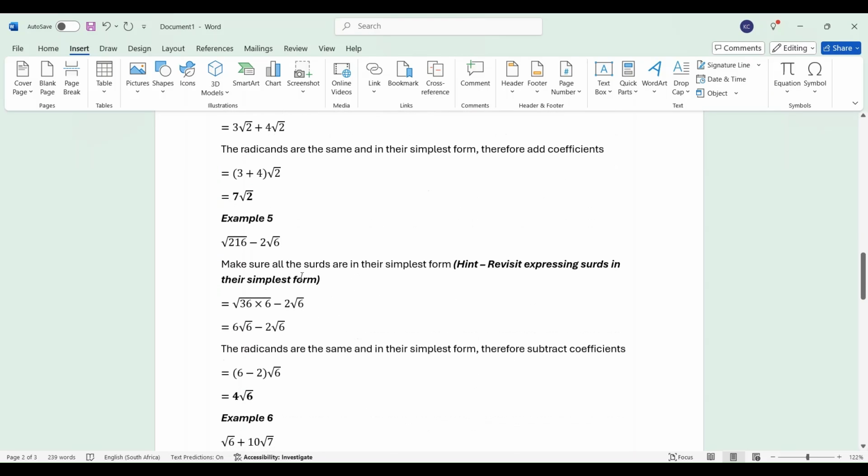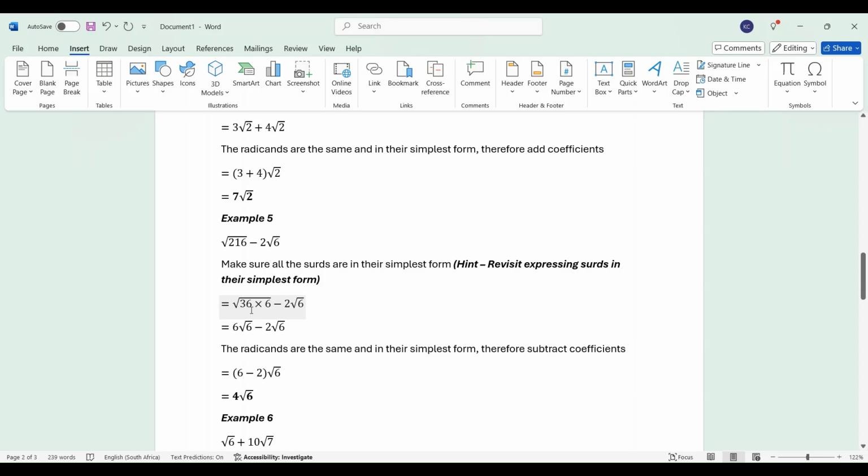We check in our example 5. We have root 216 minus 2 root 6. But we agree that the first step is to make sure that the surds are in their simplest form. So if you check root 216, it's not yet in its simplest form. 216 is having a factor which is a perfect square, which is 36. 36 times 6, we get 216. So instead of writing root 216, it reduces to root 36 times 6.